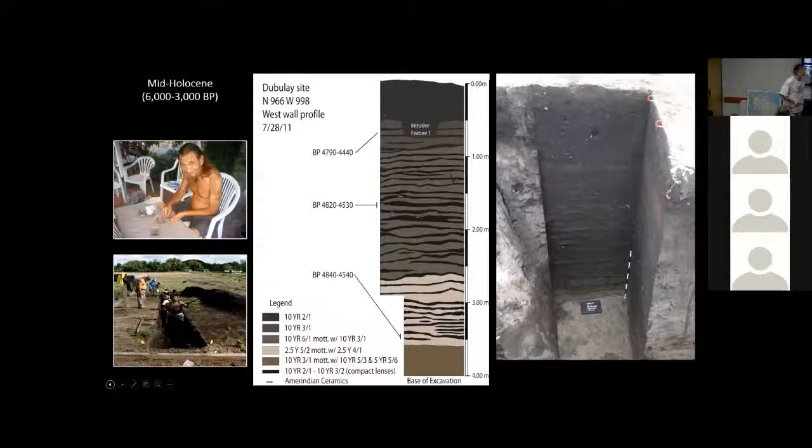This is one of the oldest sites with certain characteristic features, such as the ceramics that we see all the way down to the base, such as this very, very dark sediment that we call terra preta, or Amazonian dark earth.